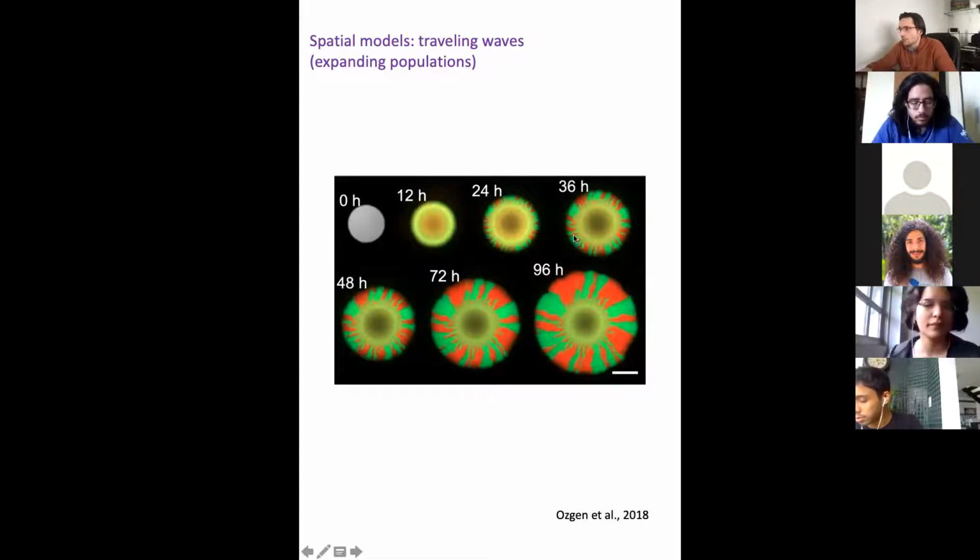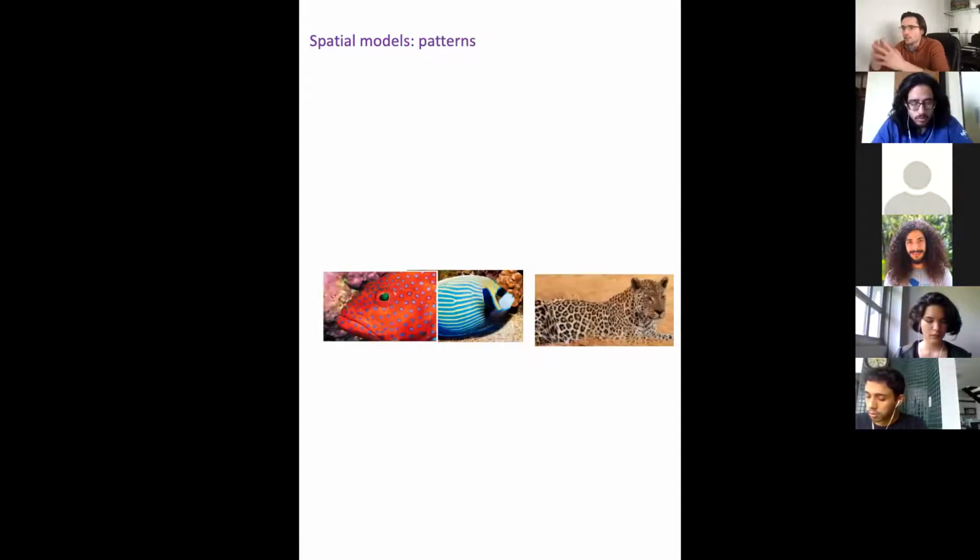Of course, there are other spatial phenomena that may happen, and we will touch on them either later today towards the end, or tomorrow, or both, and they are called spatial patterns.